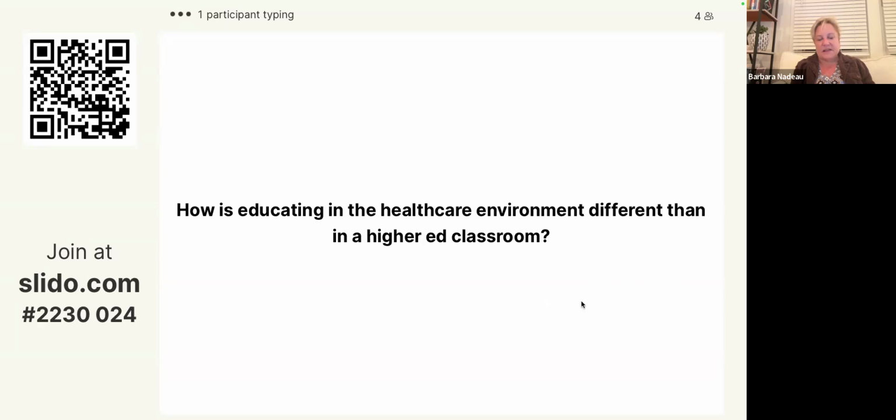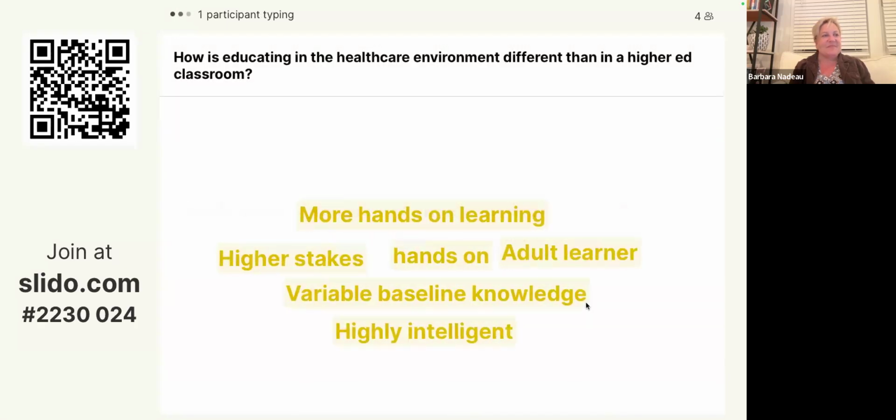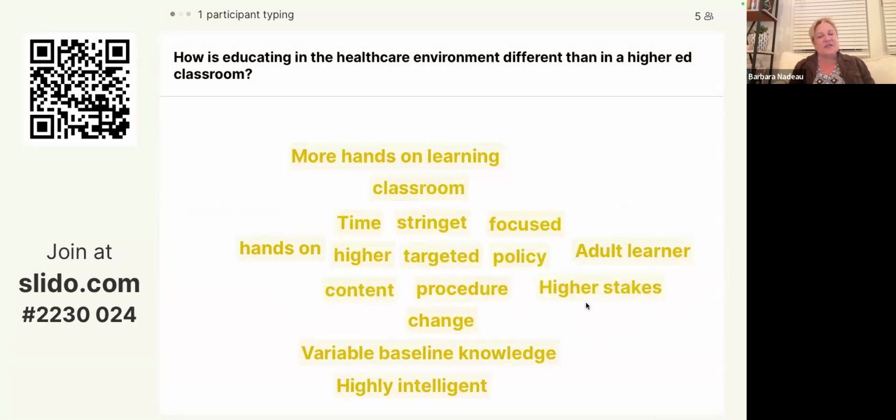Okay, and this is the part where I pray that the technology actually works. I'm going to click and hopefully we're going to see your responses. Here we go. Okay, so this is showing up as a word cloud, and I can see all the different things that you guys said. In the healthcare environment, there's more hands-on learning. We have adult learners, it's higher stakes, variable baseline knowledge, people are highly intelligent. The word cloud didn't work exactly right, so I'm not sure how some of these fit together, but there is a focus on policy and procedure and things like that. So I agree with all those.